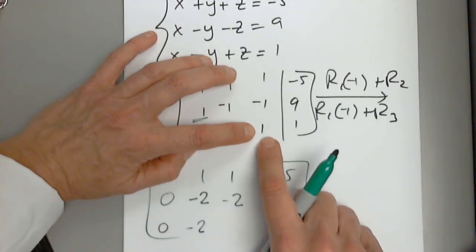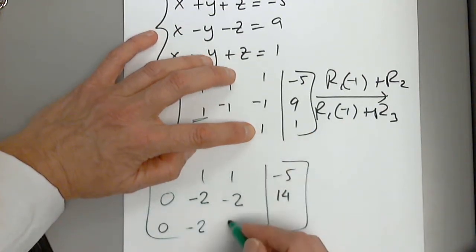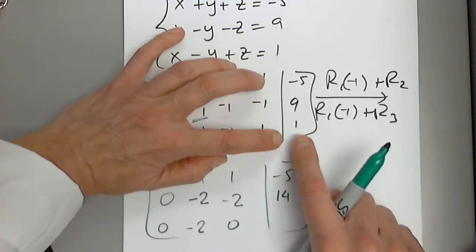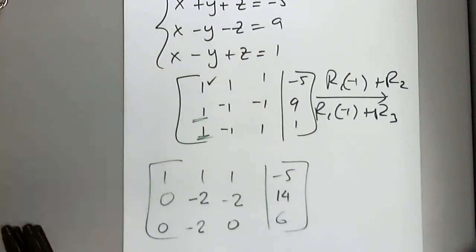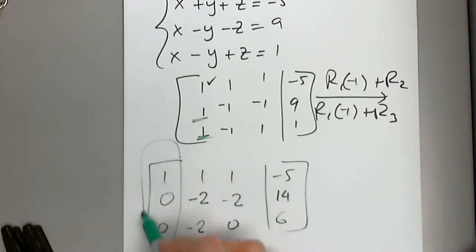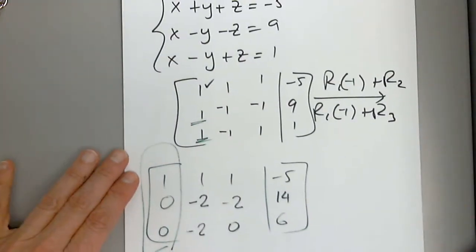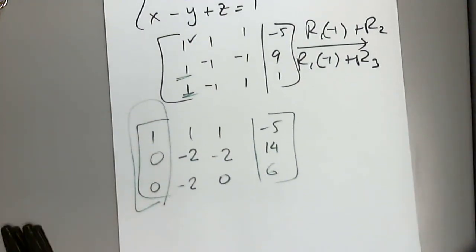Perfect. Plus 1. 0. Negative 5 times negative 1 plus 1. Very good. What did we accomplish? Exactly what we wanted. We took care of the first column. Where is my next step? Which can never change.